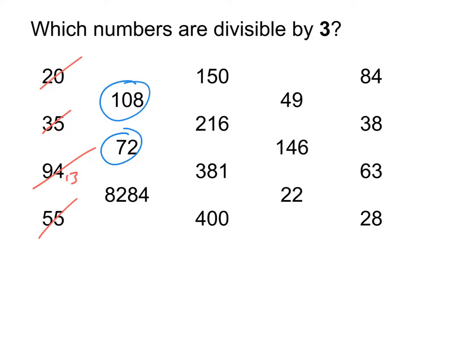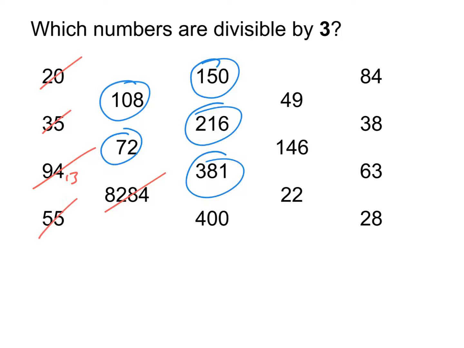8,284. Well, that one's a little bit more work to add them. 8 plus 2 is 10. Plus 8 is 18. Plus 4 is 22. Is 22 divisible by 3? No. So neither is 8,284. 150. Yes. 216. 2 plus 1 is 3, plus 6 is 9, so yes, because the 9 is divisible by 3. 381. 3 plus 8 is 11, plus 1 is 12, so yes, because 12 is divisible by 3.